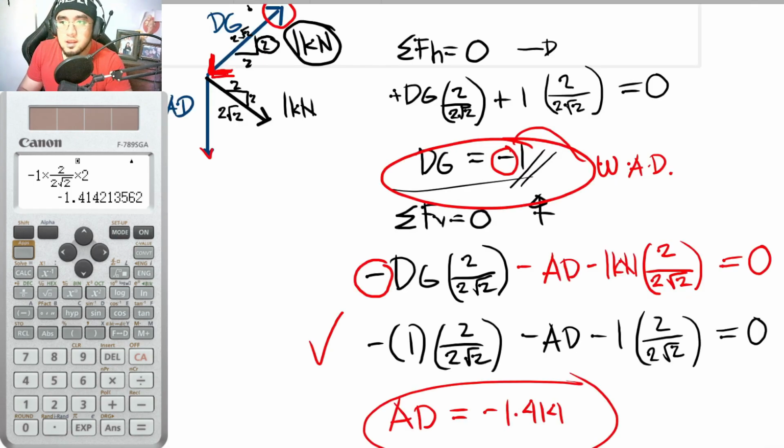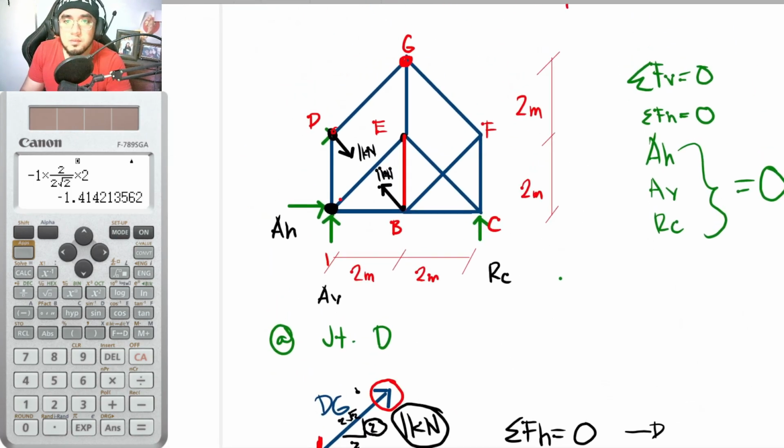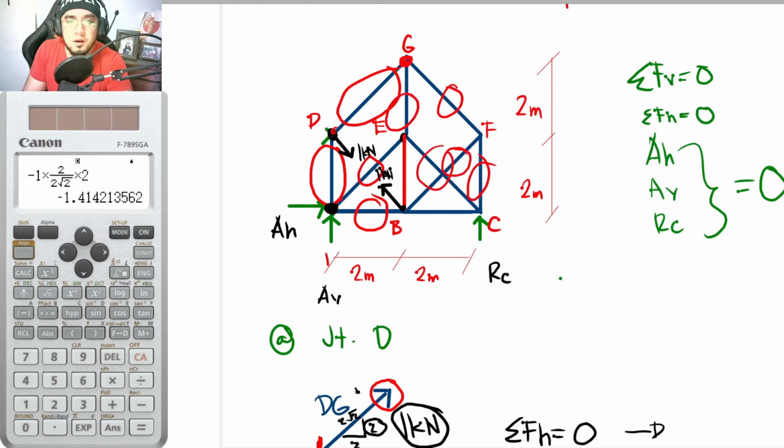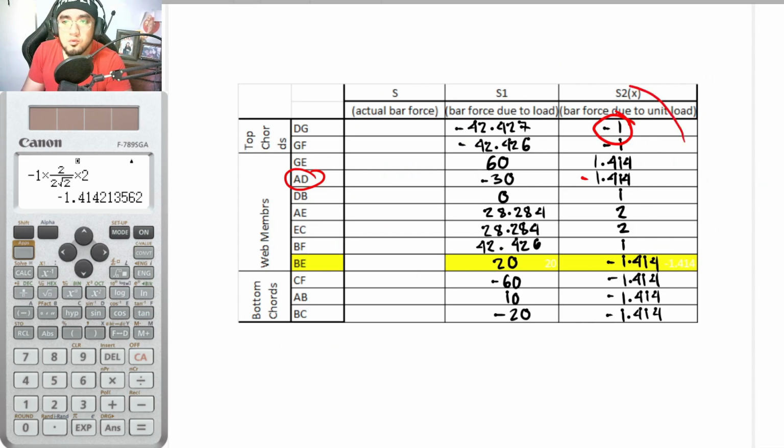The next thing that you will do after getting this bar force here is to get this bar force here, this bar force here, and all of the bar forces. Upon solving for all of the bar forces, you will now list them here. Okay, so what is the next procedure that we will do?